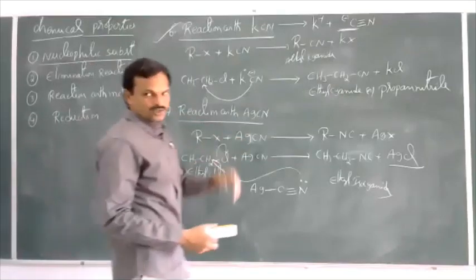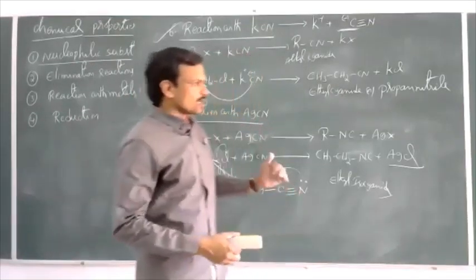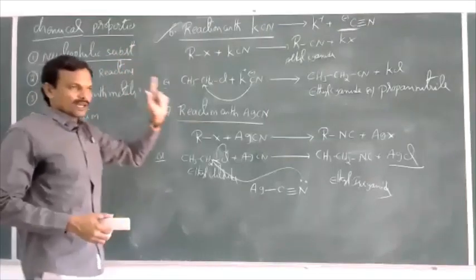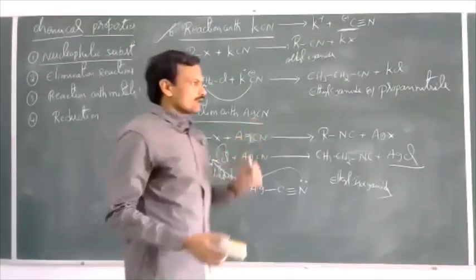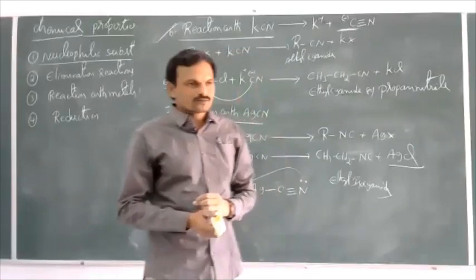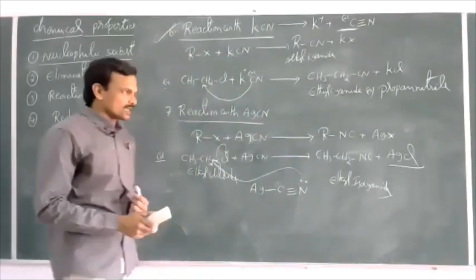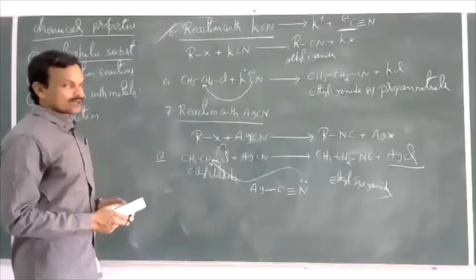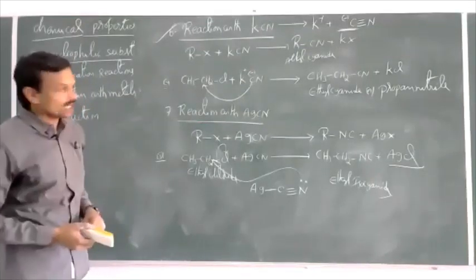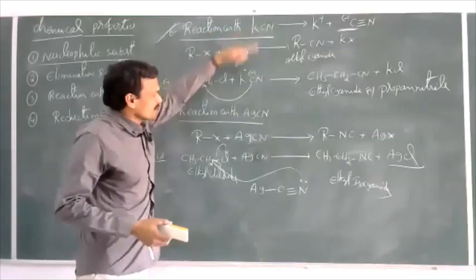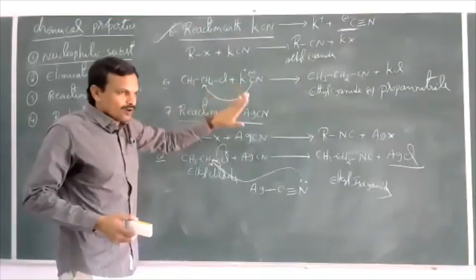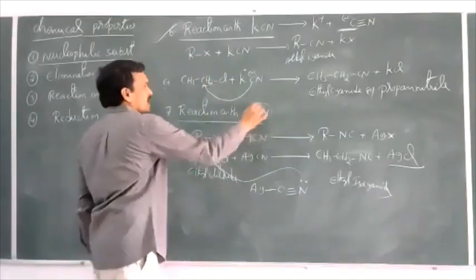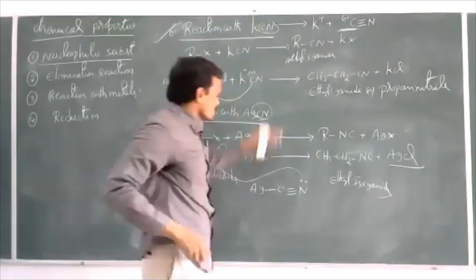Still some other properties are there. What we discussed today in nucleophilic substitution reactions: the reaction with aqueous KOH, reaction with moist silver oxide, reaction with NaI, reaction with sodium alkoxide, reaction with ammonia, reaction with KCN, and reaction with AgCN. In all these, X- is replaced by the nucleophile of the attacking reagent. Still some other properties are there.